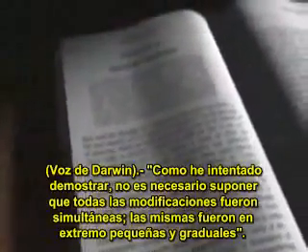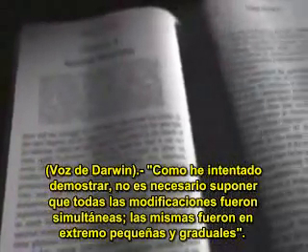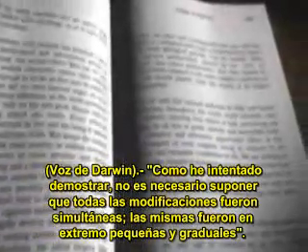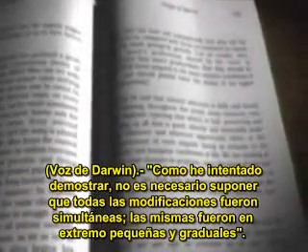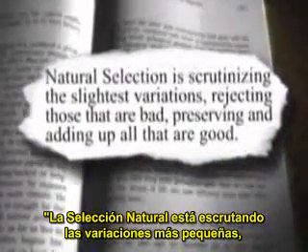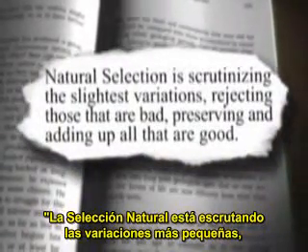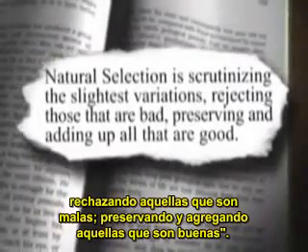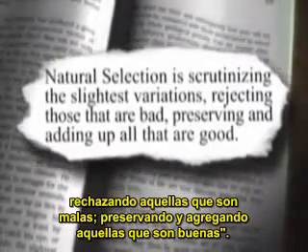As I have attempted to show, it is not necessary to suppose that the modifications are all simultaneous if they were extremely slight and gradual. Natural selection is scrutinizing the slightest variations, rejecting those that are bad, preserving and adding up all that are good.